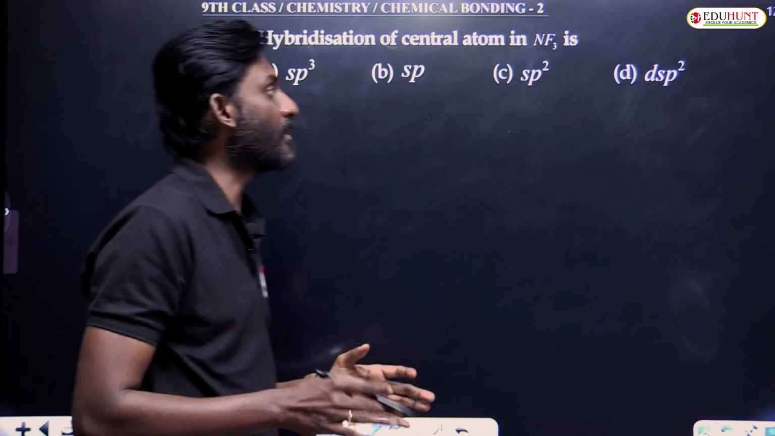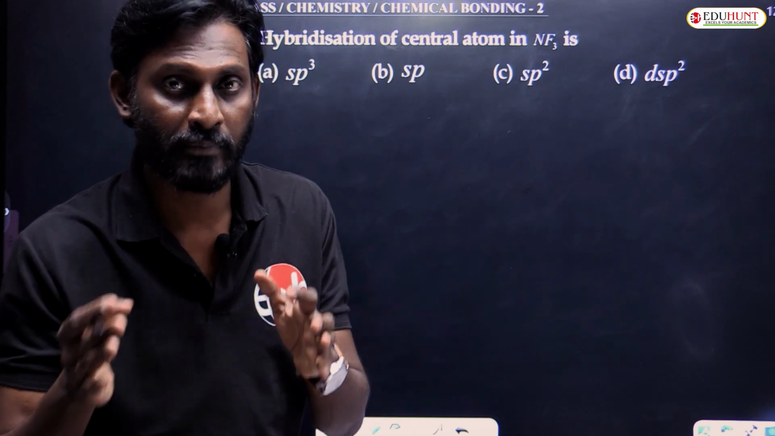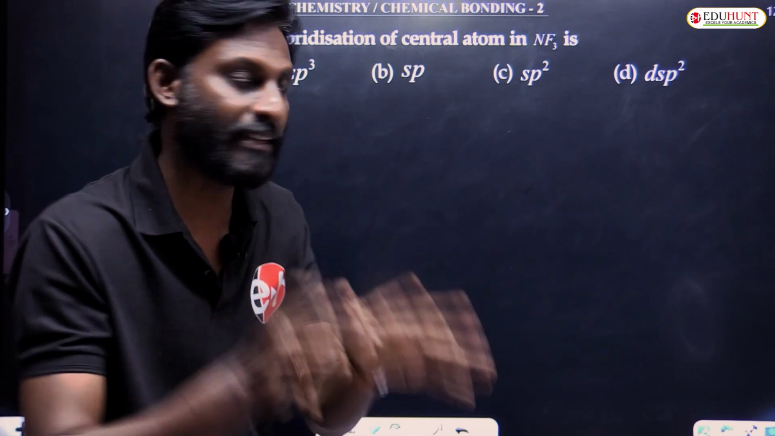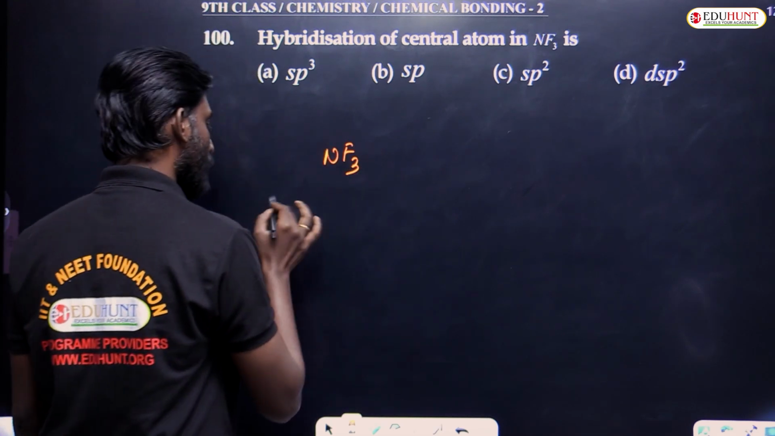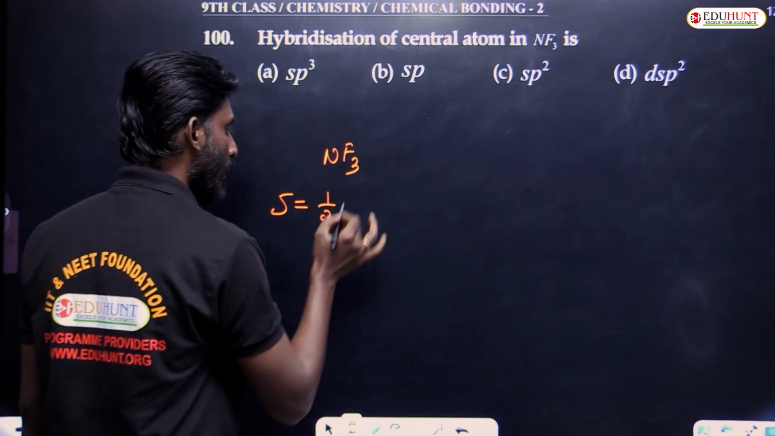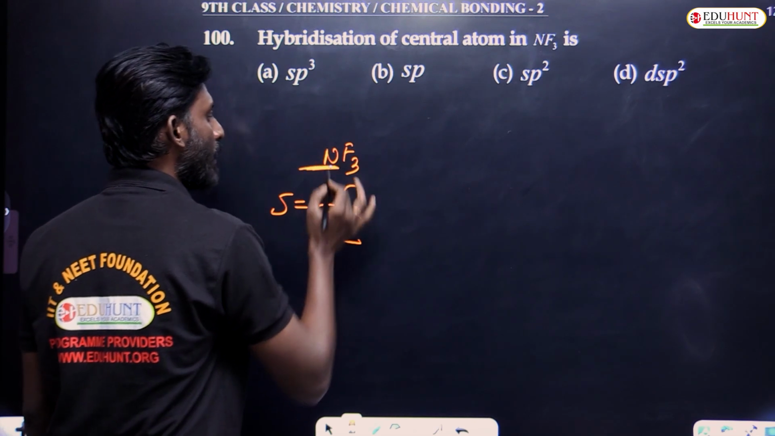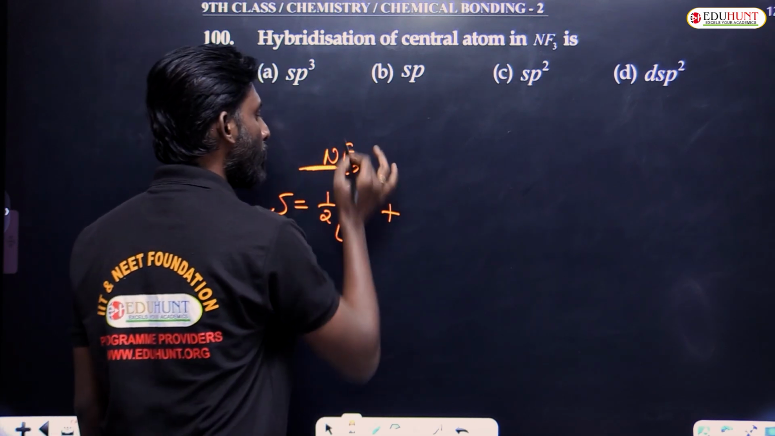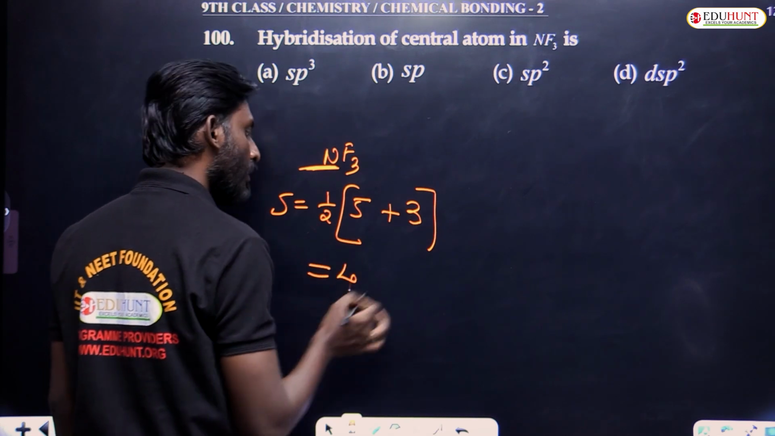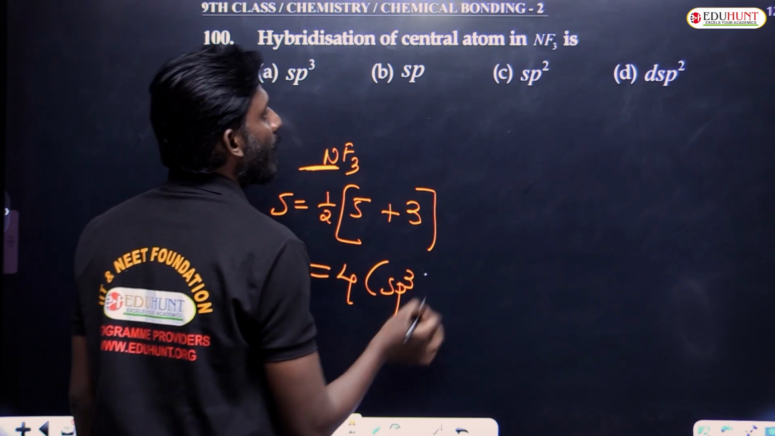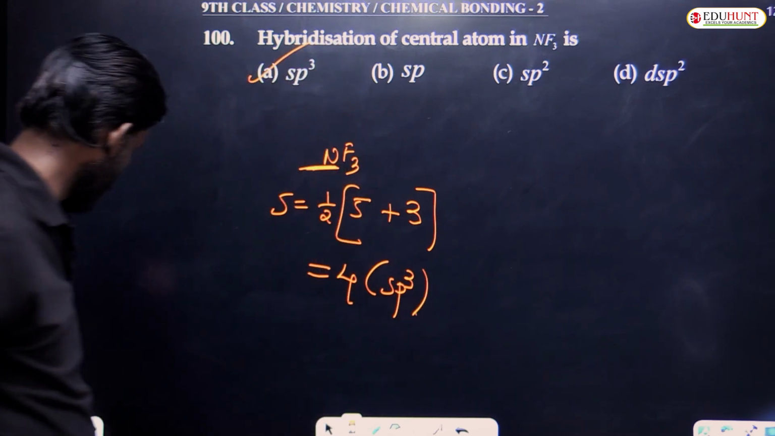Hybridization of the central atom in NF3. Again, NF3: S is equal to 1/2 times of valence electrons in nitrogen, which is 5, plus monovalent atoms, which is 3. 5 plus 3, 8/2, 4. If it is 4, it is sp3 hybridization, that's it.